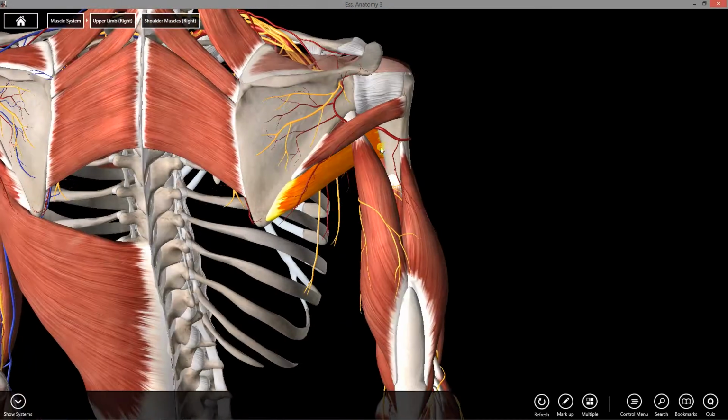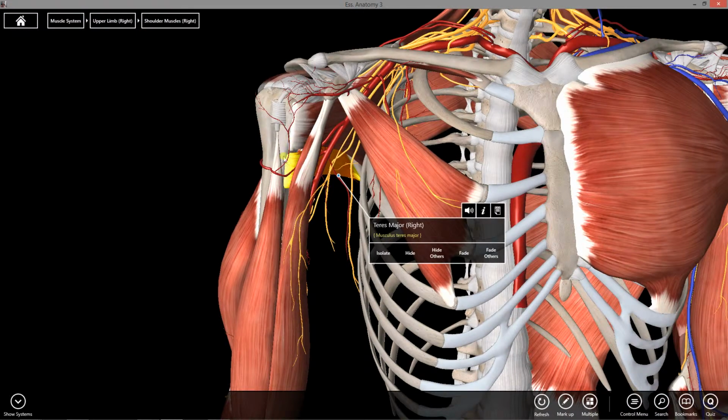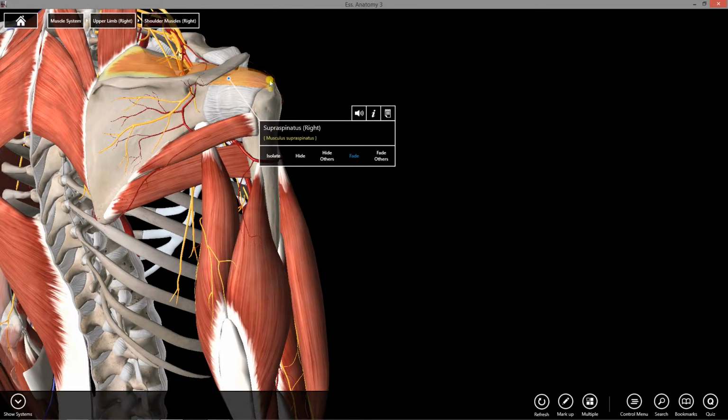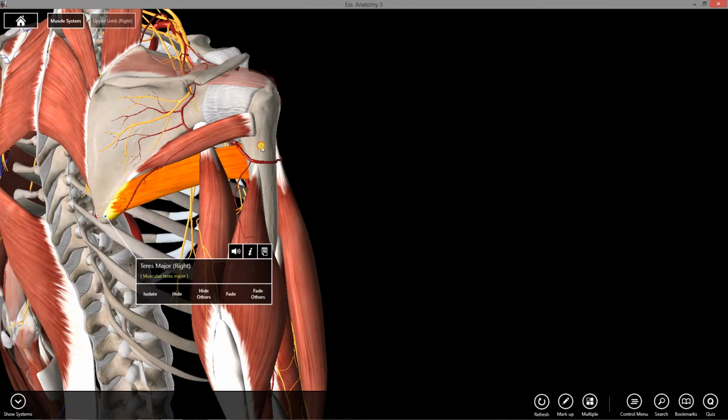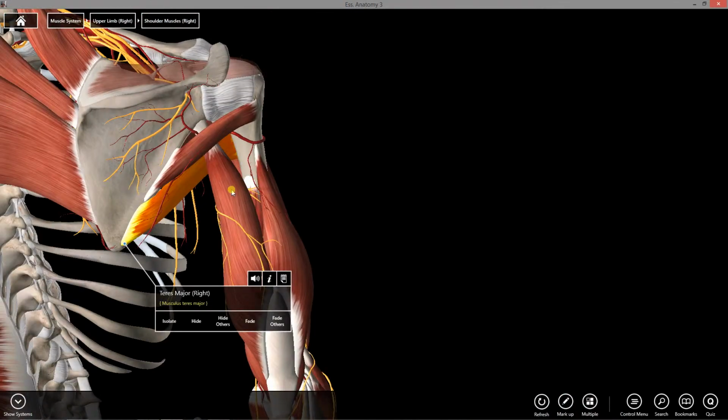And since it's inserting, if you kind of go around here, you can see it's inserting on the medial side of the humerus. So the rest of these guys were inserting on the greater tuberosity of the humerus on the lateral side. This guy, teres major, is inserting on the medial side of the humerus. Instead of externally rotating your arm like infraspinatus and teres minor do, it's going to internally rotate your arm. It still aids in abduction, but it's internally rotating instead of externally rotating.